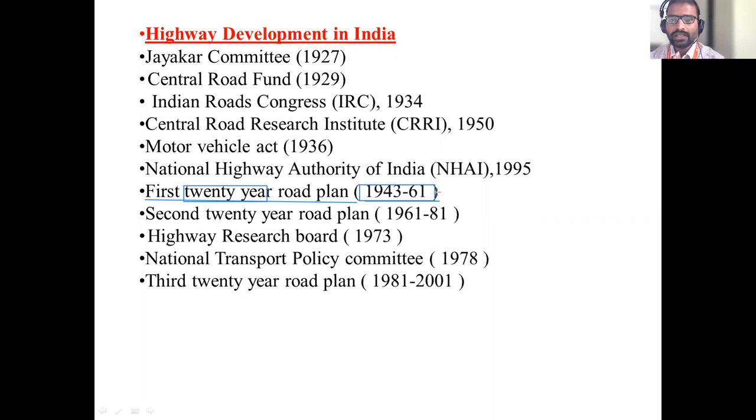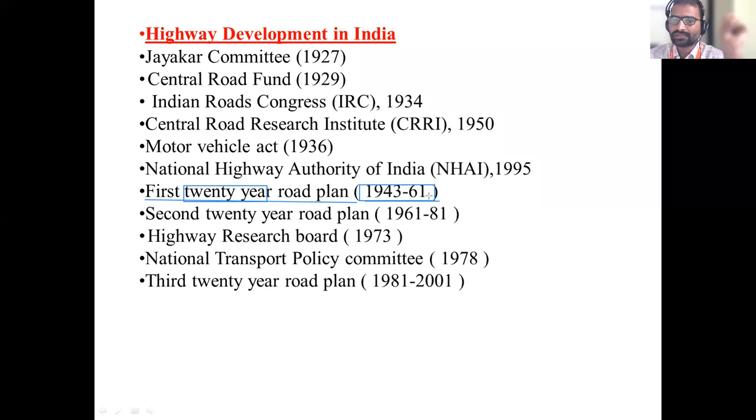See, suppose today I am planning to write 10 pages, and I am given only half an hour, 30 minutes. If I make a target of 30 minutes and start now, I may complete within 20 minutes. My target was half an hour, but I have completed within 20 minutes. In the same way, their target in the first 20-year plan was 1943 to 1963, but they completed it within 1961.